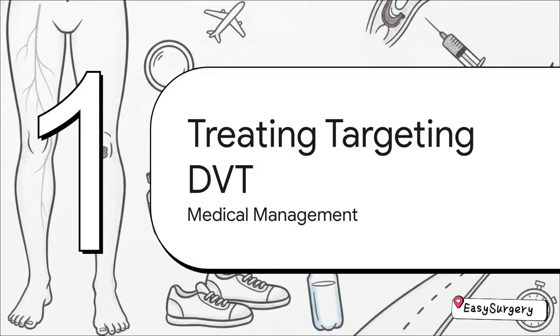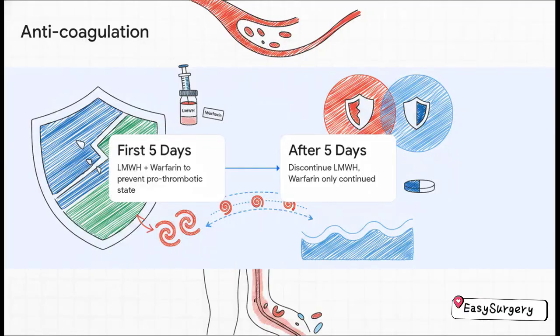Section 5, Treating and Targeting DVT. The absolute foundation of DVT treatment is anticoagulation, essentially thinning the blood. But it has to be done in a very specific two-step chemical bridge over 5 days. Step 1. We start the patient on low molecular weight heparin plus an oral drug called warfarin for the first 5 days. Step 2. After those 5 days, we drop the heparin and continue with just the warfarin.